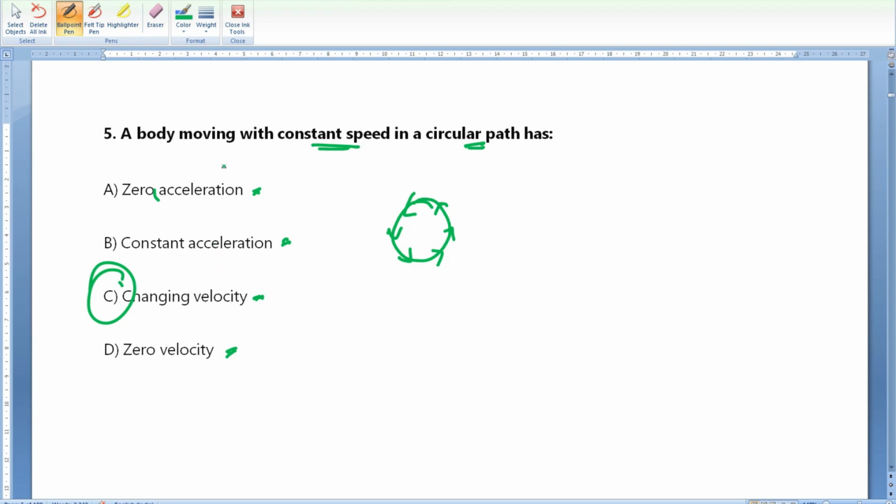So a body moving with constant speed in a circular path is changing its velocity. Velocity is not zero. It is accelerated at every point because direction changes. If direction changes, then velocity also changes. Speed is constant, but velocity changes because velocity depends on direction.